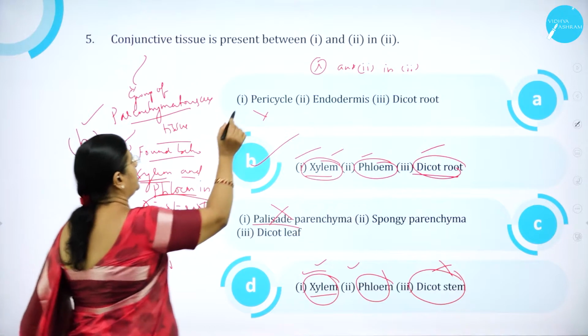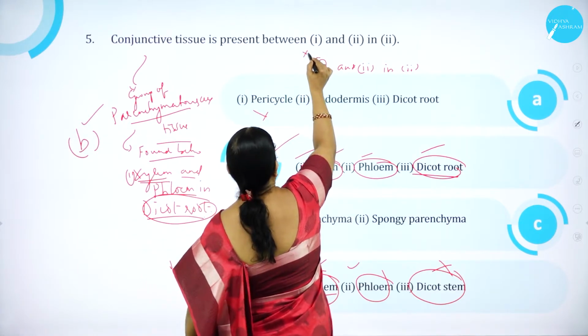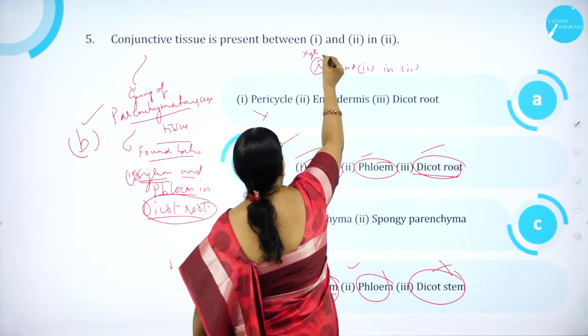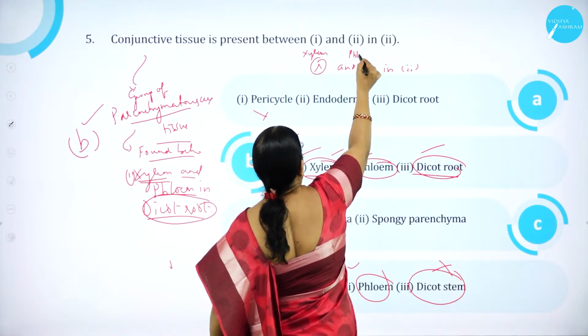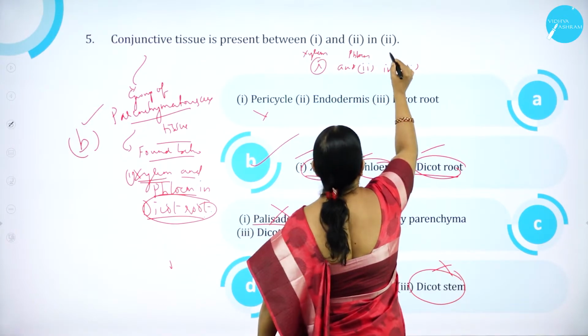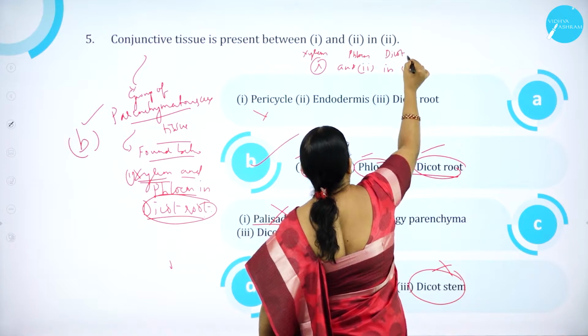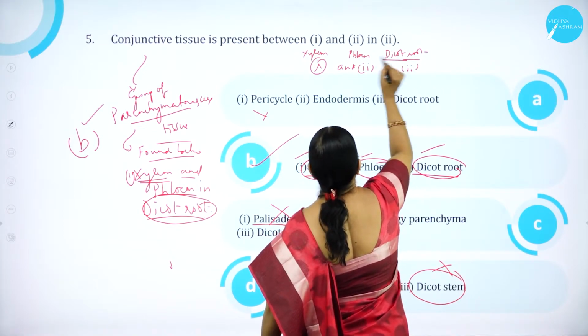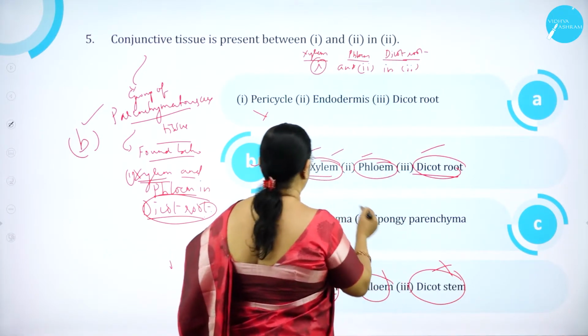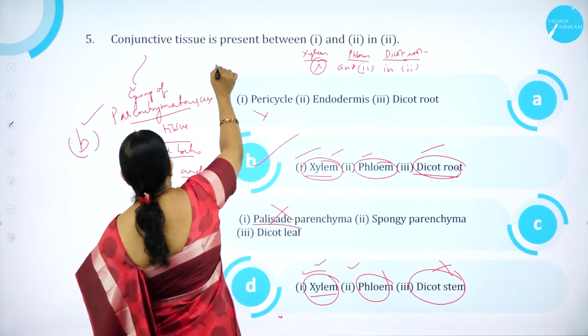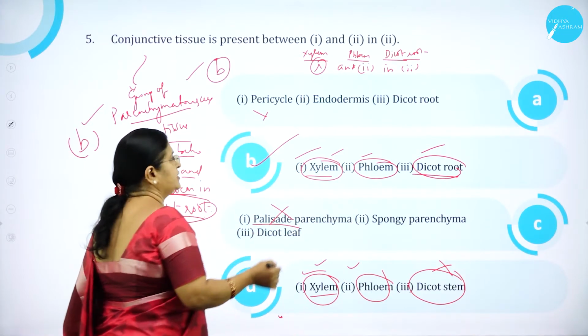So 1 is xylem, 2 is phloem, and here it is dicot root. So which is the option? Option B is correct.